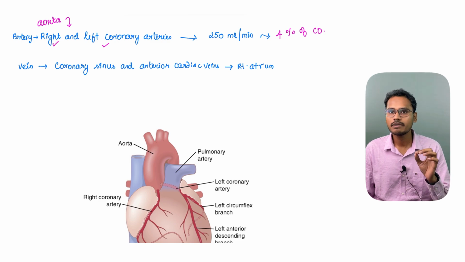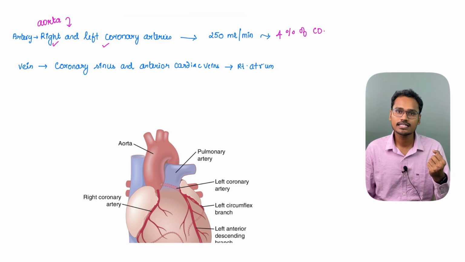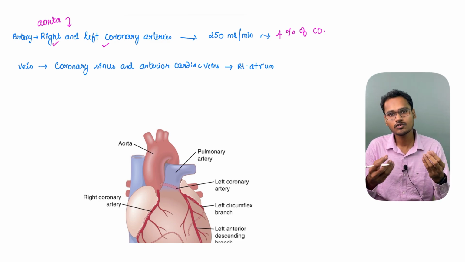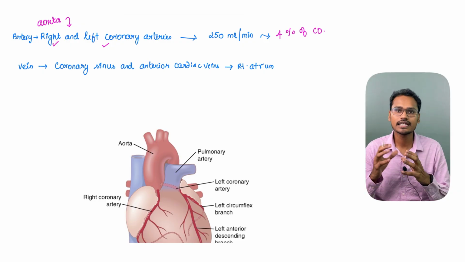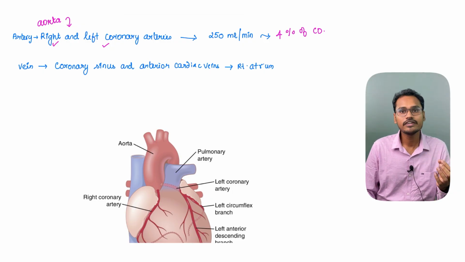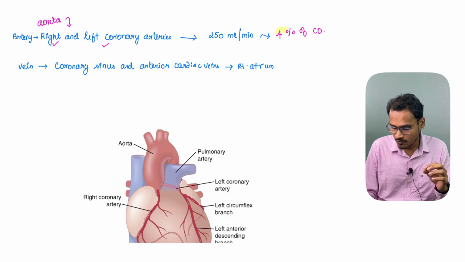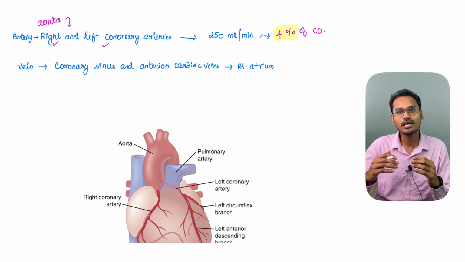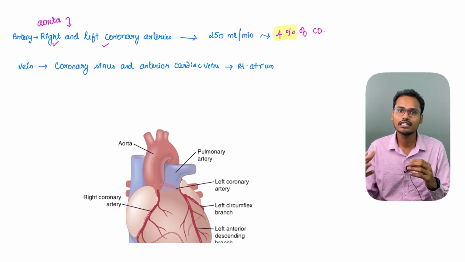This 4% might be low, but the oxygen extraction is very high. The amount of oxygen that is taken up by the cardiac tissue is very high. And during severe exercise also, the same 4% will be given. So naturally the cardiac output will increase, and the 4% out of that increased cardiac output will be enough for the heart.